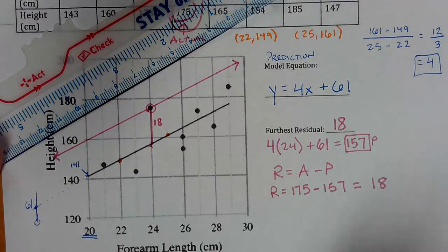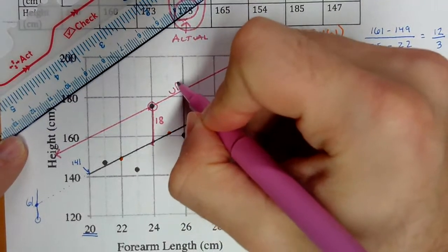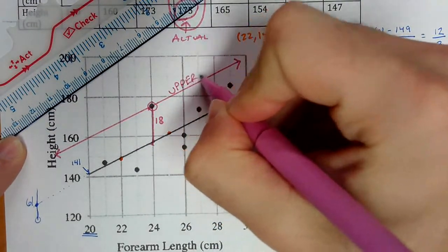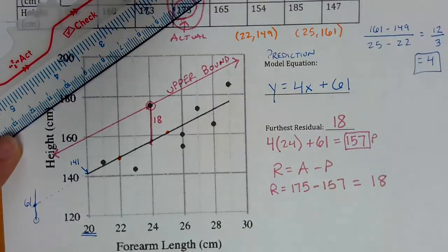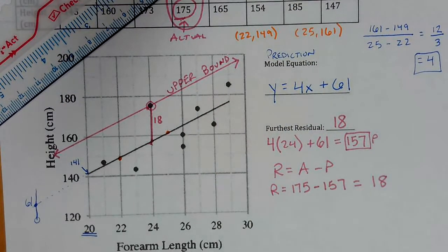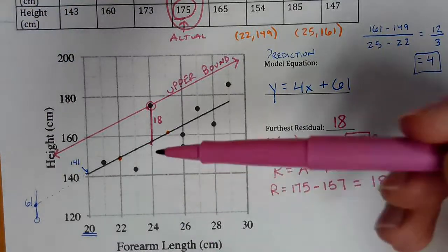This is going to be called our upper bound. It's kind of like the upper limit of our predictions. We're kind of saying this is the cap of our predictions. We can say up to this line. Now it's made through that furthest point.